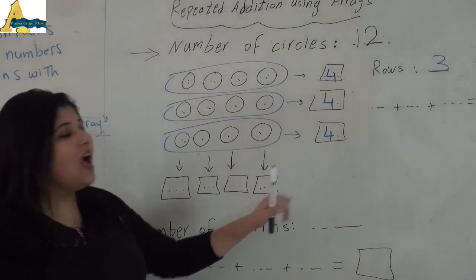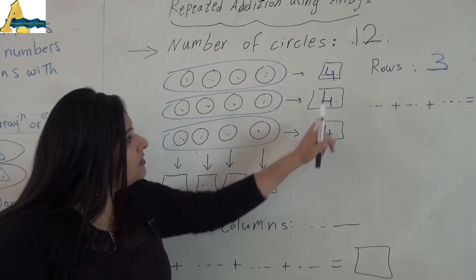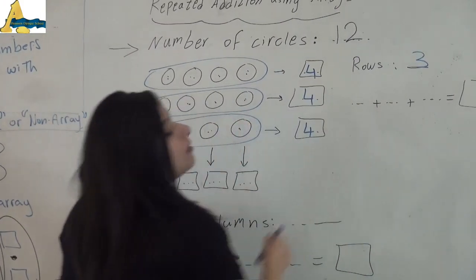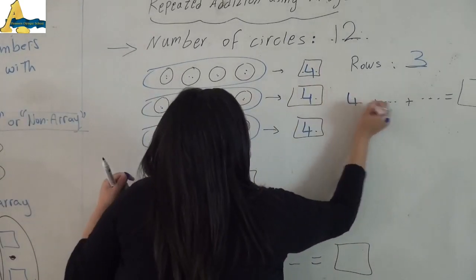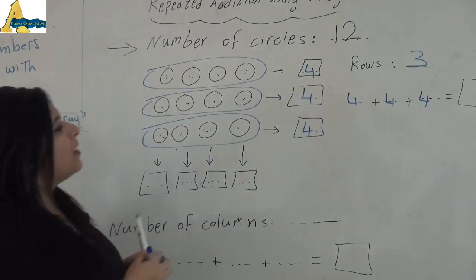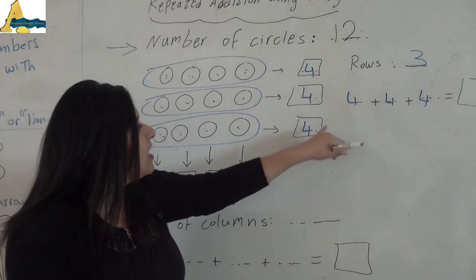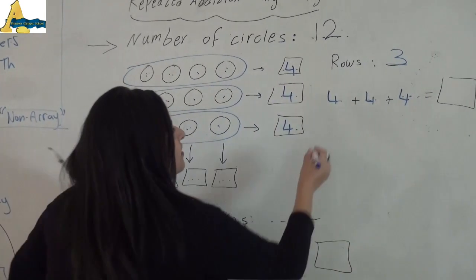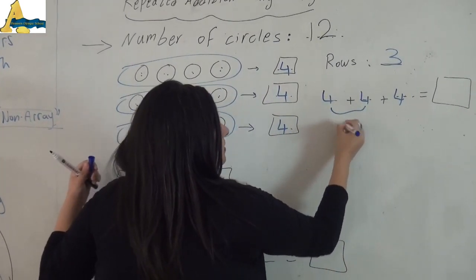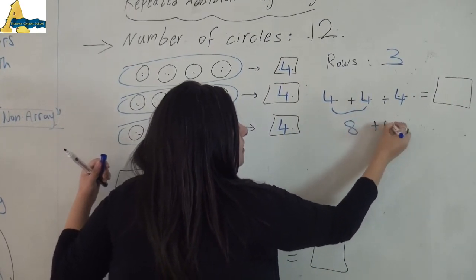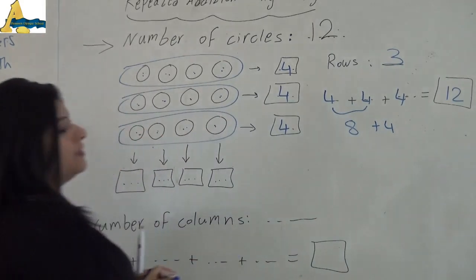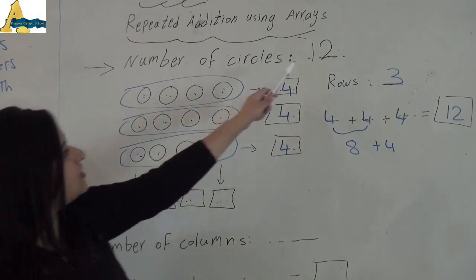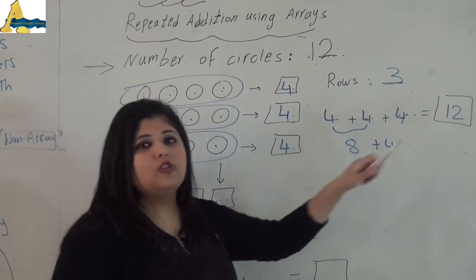How can I do this? This means that 4 is repeated 3 times. I'm going to repeat it by addition. I will make them plus. So this means 4 plus 4 plus 4. Double 4, 8. And another 4, it will be 12. Isn't it the same answer as when I counted it? I counted the circles first, they came 12. And when I do it by row, it came also 12.